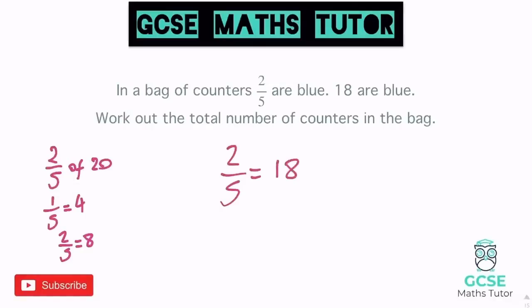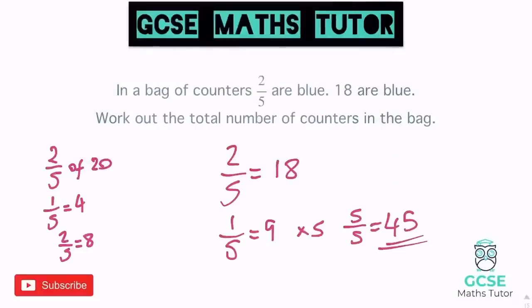So if I want to work out 1/5 in this scenario, I need to divide by the top this time, because that gives me 1/5, half of that, so 1/5 would be 9. And then to work out 5/5, the original amount, we could times that by 5. So times it by 5, and we would get 5/5 equaling 45 counters. There you go, so that's our scenario there. So slightly different the other way around, obviously, to working out a fraction of an amount. It says that that fraction is 18. So dividing it by 2 to get 1/5, and then timesing it by 5 to get the original amount.